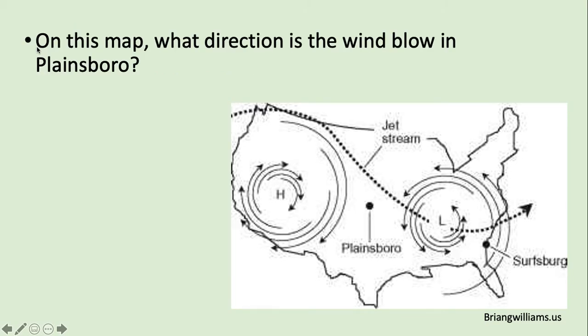So this map is an oversimplification, but it asks you what direction is the wind blowing in Plainsboro. So if it's blowing from the high to the low, in Plainsboro it would be blowing from the west. So it would be a west wind. It would be flowing west to east.